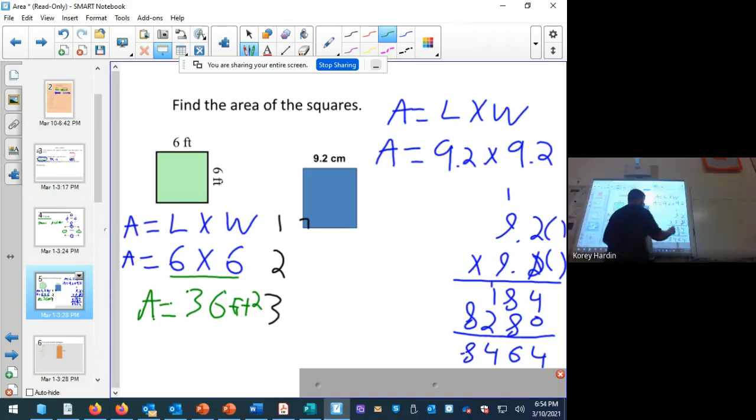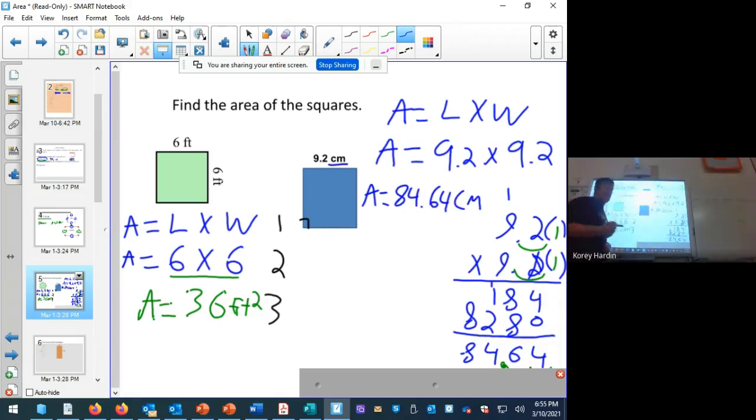But I move the decimal out 1 place and 1 place. So total of 2 places. So I move the decimal in 2 places. So my answer is going to be 84.64. So area equals 84.64 centimeters squared, because that's what it's labeled. Always check your label. Square.